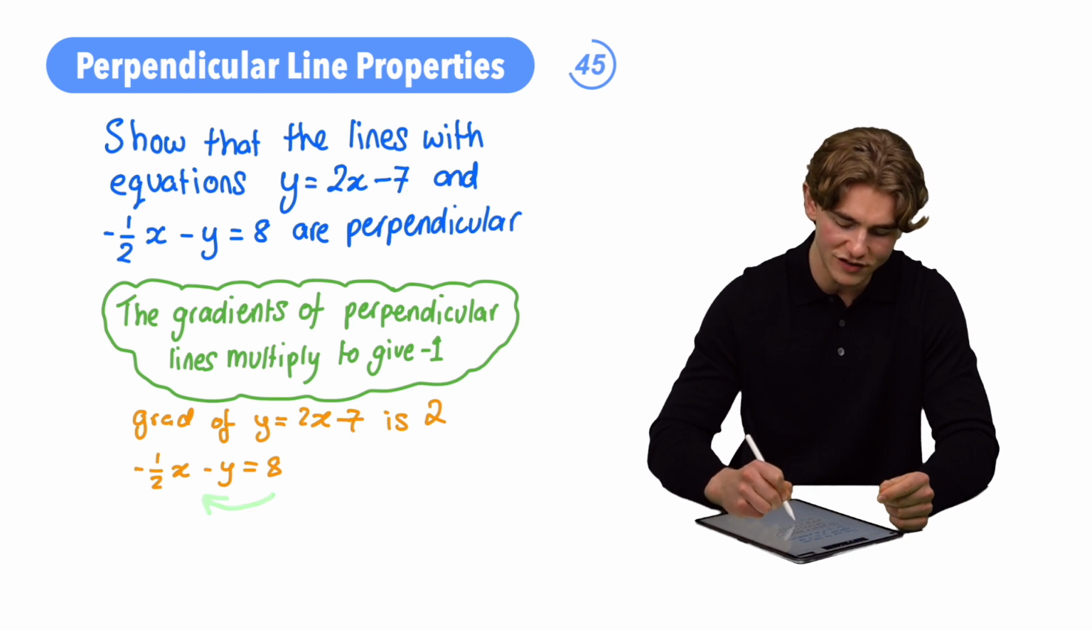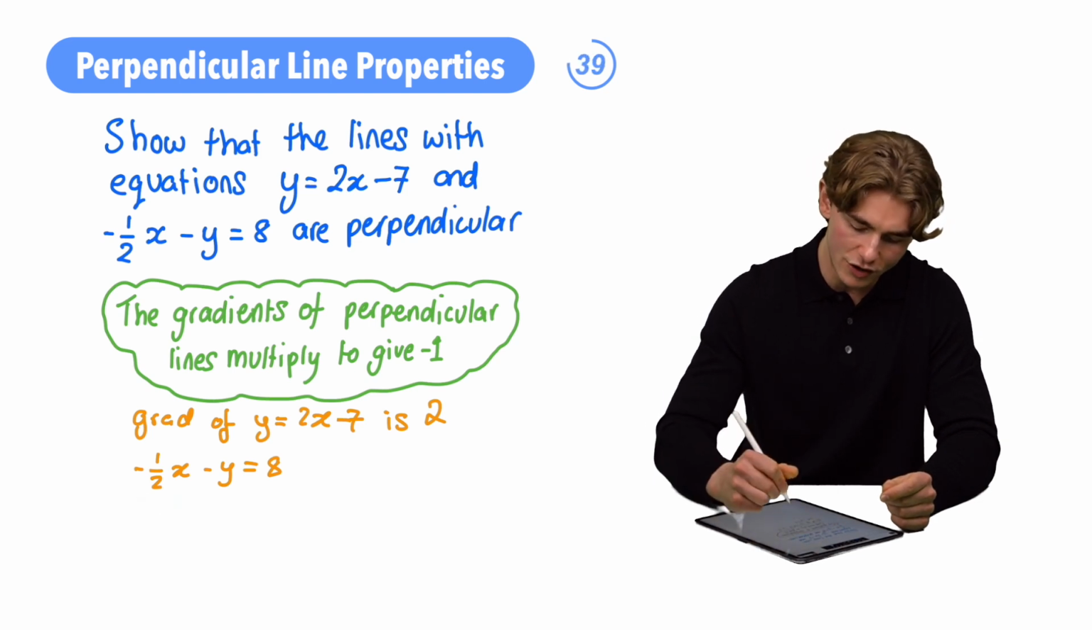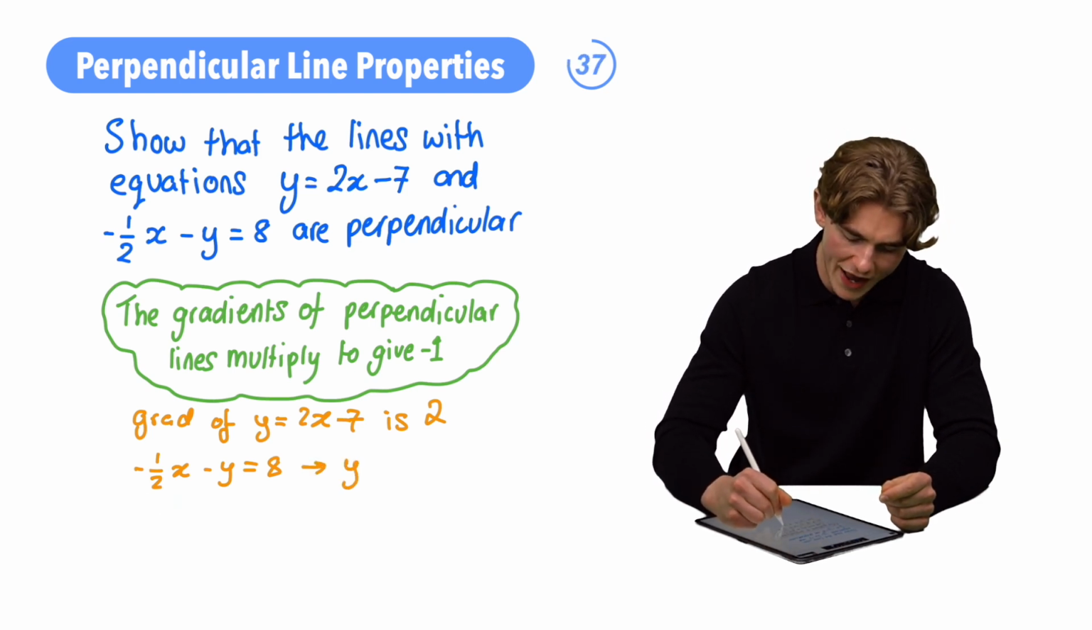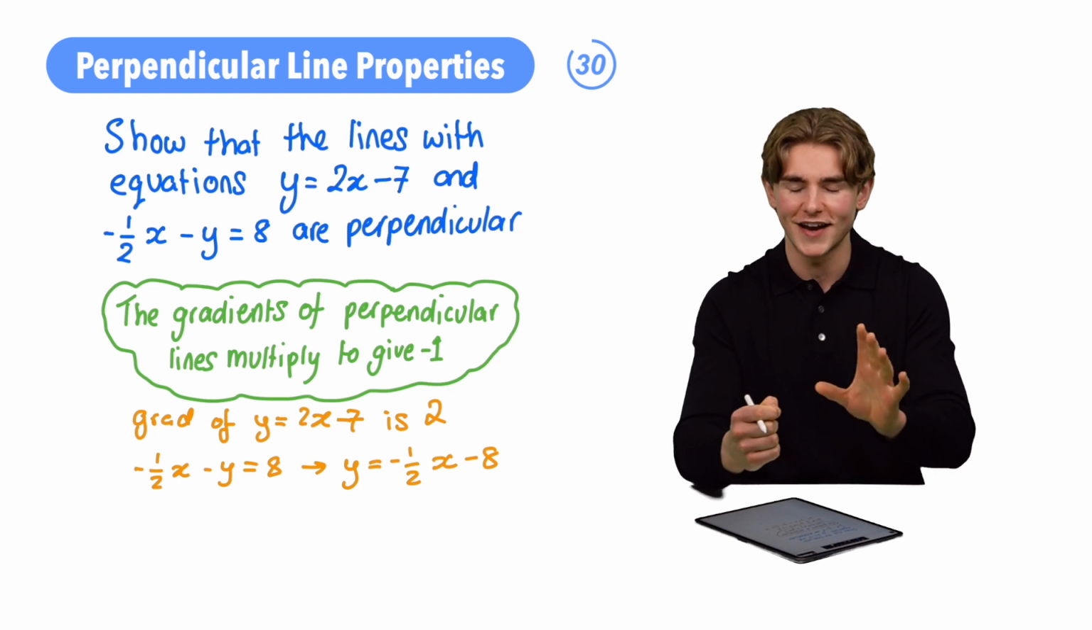That's going to get the y on its own on the right-hand side, and on the left-hand side, we're going to be left with minus a half x minus that 8. So we're going to rearrange this to the form y equals minus a half x minus 8. Guys, I did that pretty quickly. Pause it if you want to and have a look. Check that you understand that.